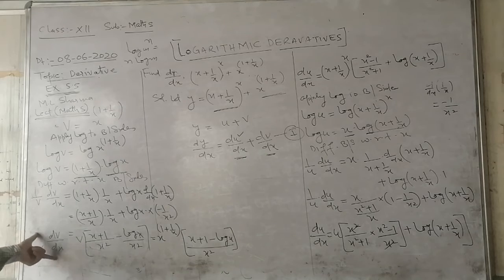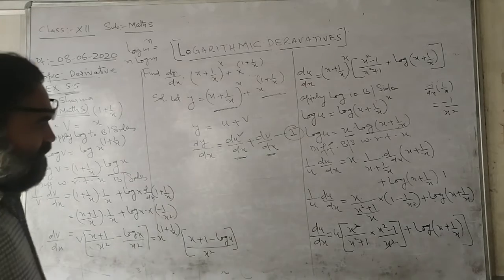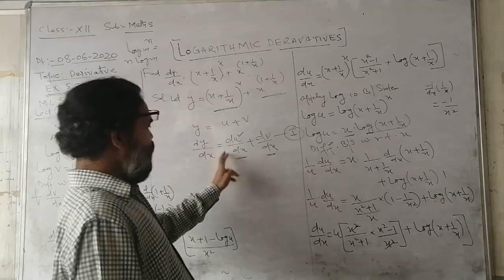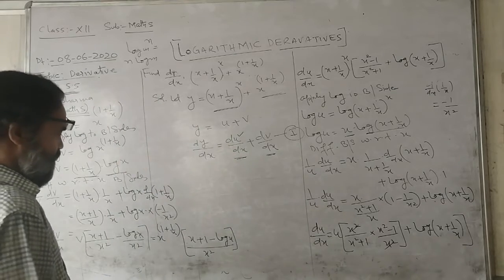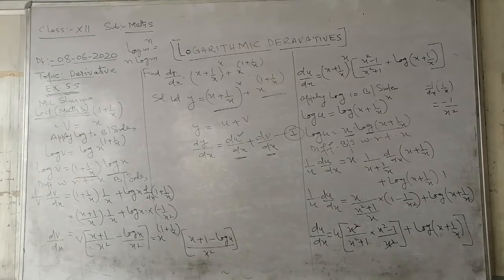The value of dv upon dx is known to me. The value of du upon dx is known to me. So I substitute here the values. So first, that if you want to note.